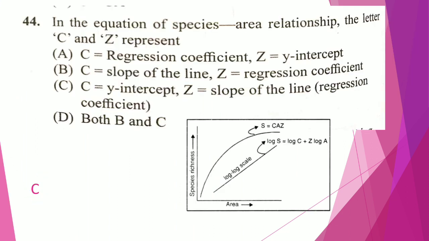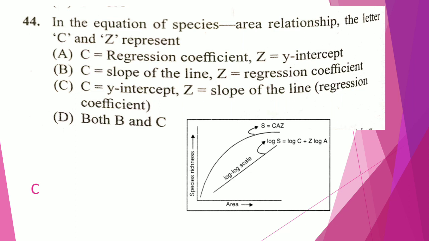In the equation of the species-area relationship, the letters C and Z represent what? You can see the picture over here. Look at the options: regression coefficient; y-intercept; C is the slope of the line, regression coefficient; C is the y-intercept as well as the slope of the line or regression coefficient; both A, B and C. So the answer is C.